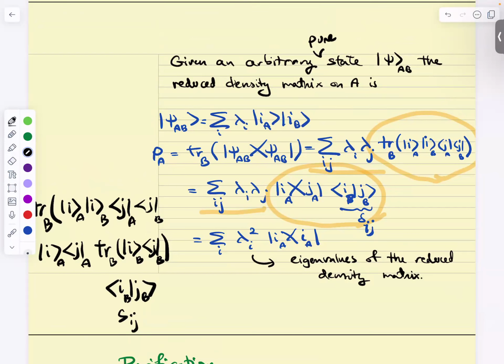So what did we do? We said we had a pure, entangled state. Actually, even if the state is not entangled, what is this Schmidt decomposition? What are the Schmidt coefficients of an unentangled state? I have an unentangled state. I can always write it in the Schmidt form. What are the Schmidt coefficients? Give me an example of an unentangled state.